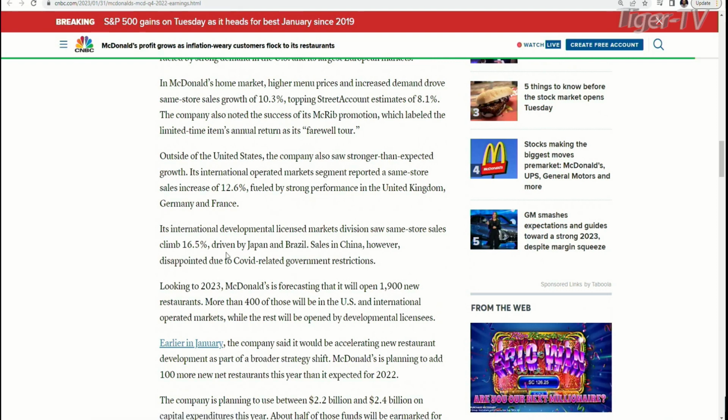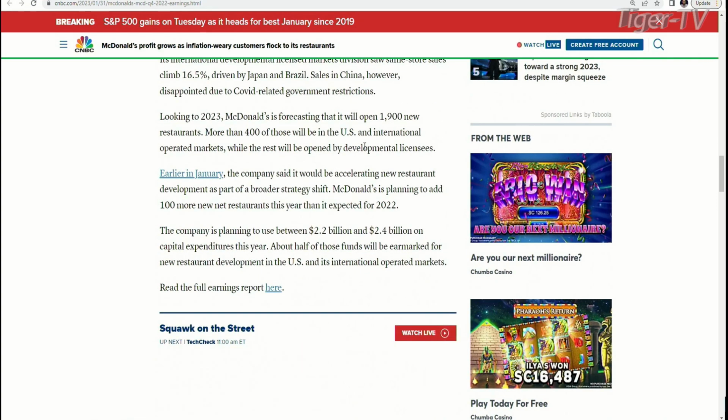Just staggering numbers, man. 10.3% in a pretty mature market, you could say. I'm putting it lightly, obviously, in the U.S. 12.6% across some of the bigger countries in Europe that they're handling. And then when you get into Japan and Brazil, 16.5%. China, however, lower numbers due to COVID. Not surprising there.